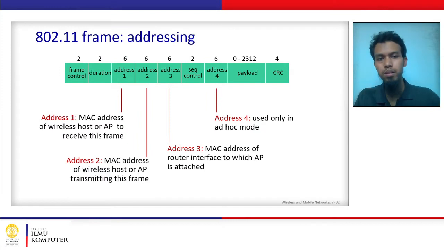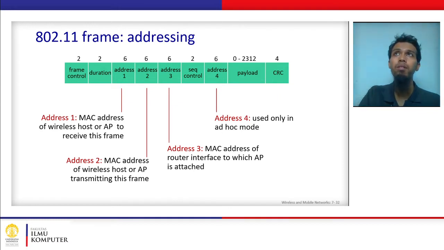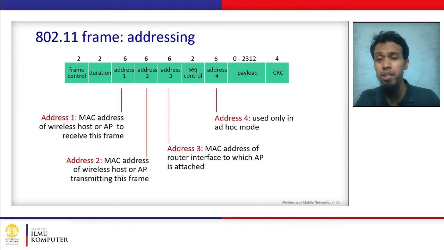Hello everyone, let us continue with the 802.11 frame addressing. Now we talk about the MAC addresses in Wi-Fi, or in the 802.11 standard. This is different from our discussion in the previous chapter on Ethernet, where we only have source and destination MAC addresses. But here in 802.11, we have at least four addresses: address 1, 2, 3, and 4.